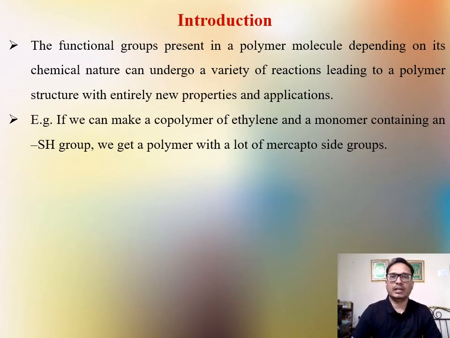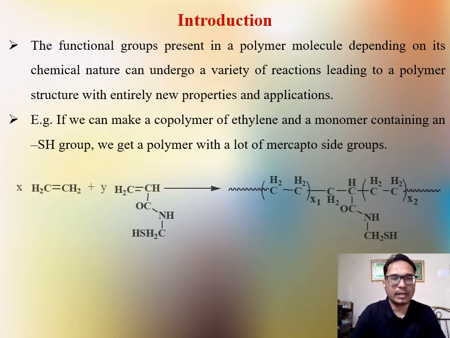The functional groups present in a polymer molecule, depending on its chemical nature, can undergo a variety of reactions leading to a polymer structure with entirely new properties and new applications. For example, if we can make a polymer of ethylene and a monomer containing an SH functional group, we get a polymer with a lot of mercapto side groups. Like we can condense X molecules of ethylene and Y molecules of a monomer with SH functional group. When they condense, they will form a new polymer with a lot of side chains which contain this SH functional group.